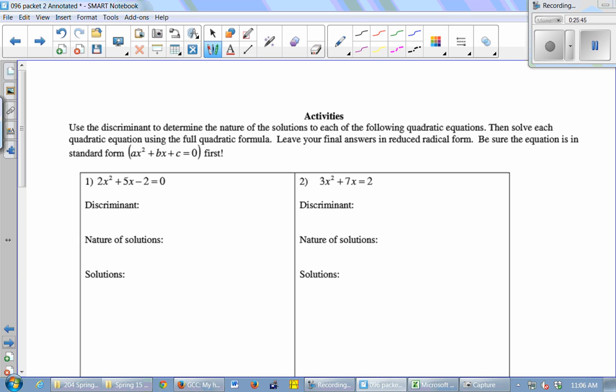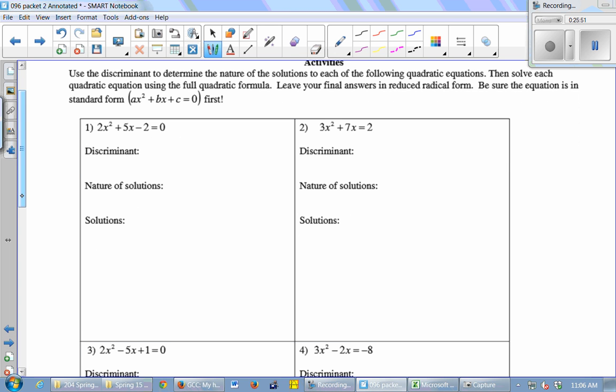Okay, so now you have some activities. To clarify, Lena asked me if when I ask for the solutions, do I mean the number of solutions? No, I mean the actual solutions, right? So for the discriminant, that's just calculate b squared minus 4ac. Use that value to figure out how many and what the nature is, right? 2 irrational, 2 rational, 2 complex, 1 rational, right? Then actually solve it using the quadratic formula.